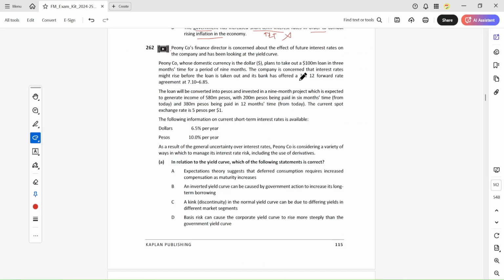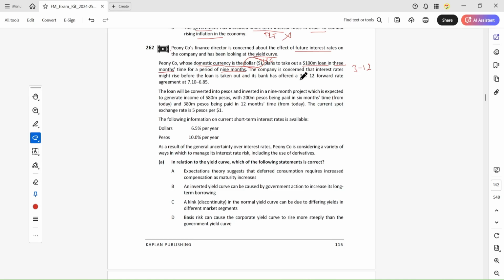Peony Company's finance director is concerned about the effect of future interest rates on the company and has been looking at the yield curve. Peony Company's domestic currency is the dollar. This is the home currency. It plans to take out a 10 million loan in 3 months' time, for a period of 9 months. Okay, 3 to 12. The company is concerned that interest rates might rise before the loan is taken.